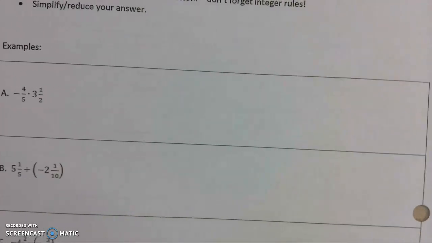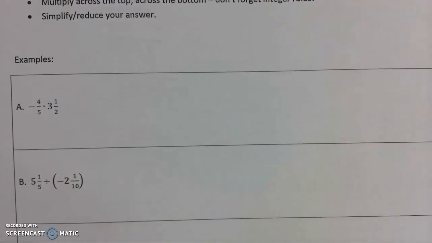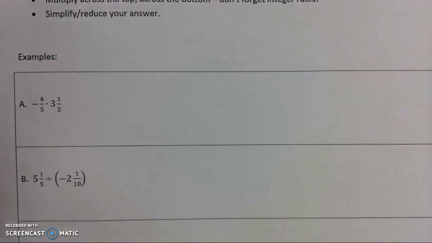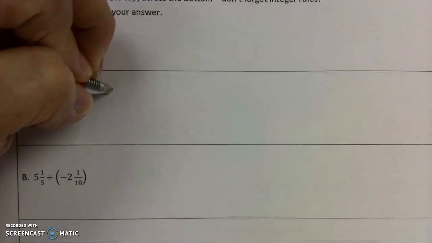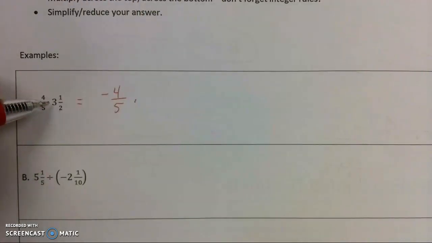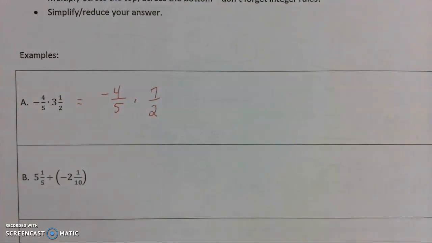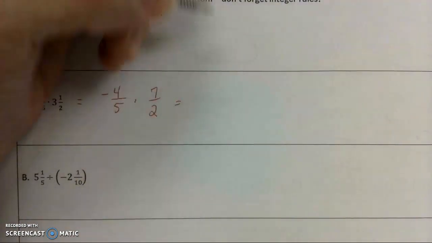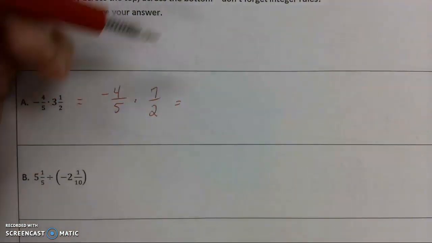So let's look at the first example. I'm multiplying a negative number times a positive number, so I know my answer is negative. I have a mixed number, so I am going to change it. Negative 4/5 times 3 times 2 is 6, plus 1 is 7, so negative 4/5 times 7/2. I know my answer is going to be negative, so let's just multiply.